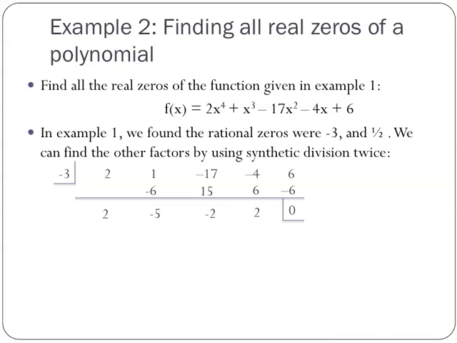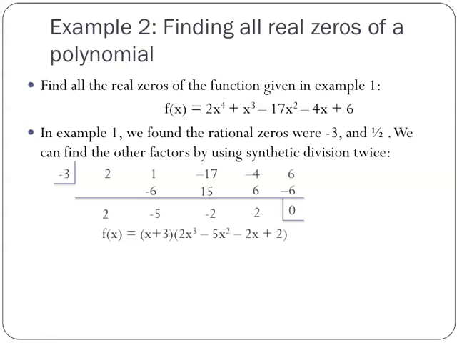And now we're going to do synthetic division again. Now just so that we know what we have here, we divided by x plus 3. And we were left with 2x cubed minus 5x squared minus 2x plus 2. So we divided by x plus 3, right? Dividing by that -3 means x plus 3. And our quotient was 2x cubed minus 5x squared minus 2x plus 2. So this is factoring out the x plus 3, and that's what we have.